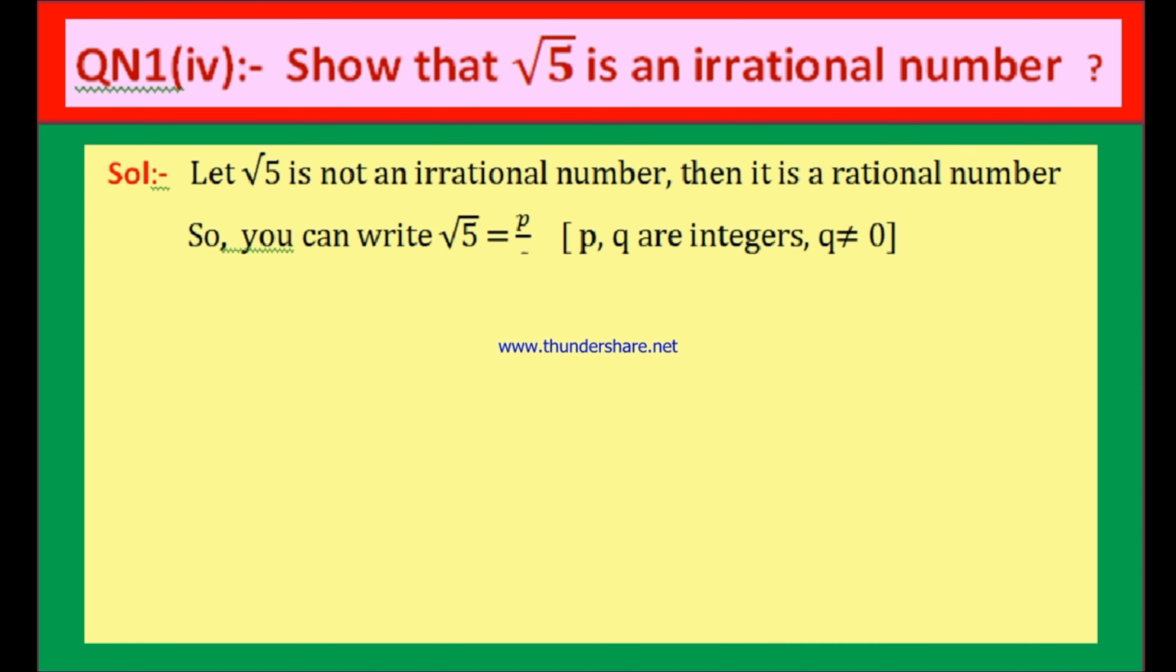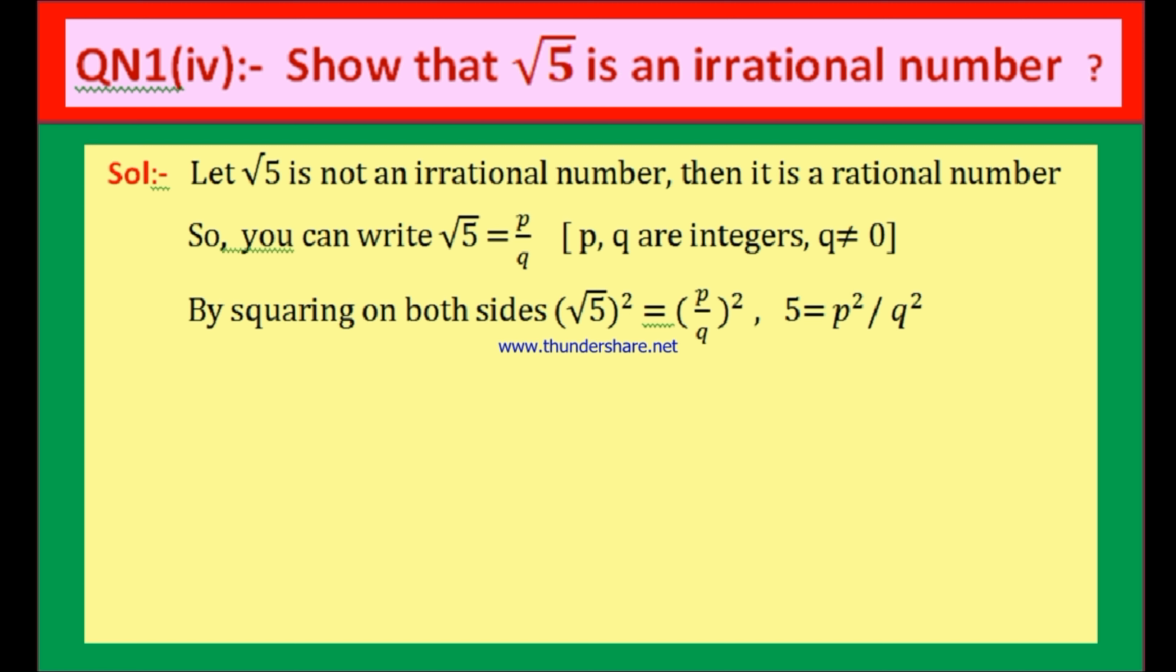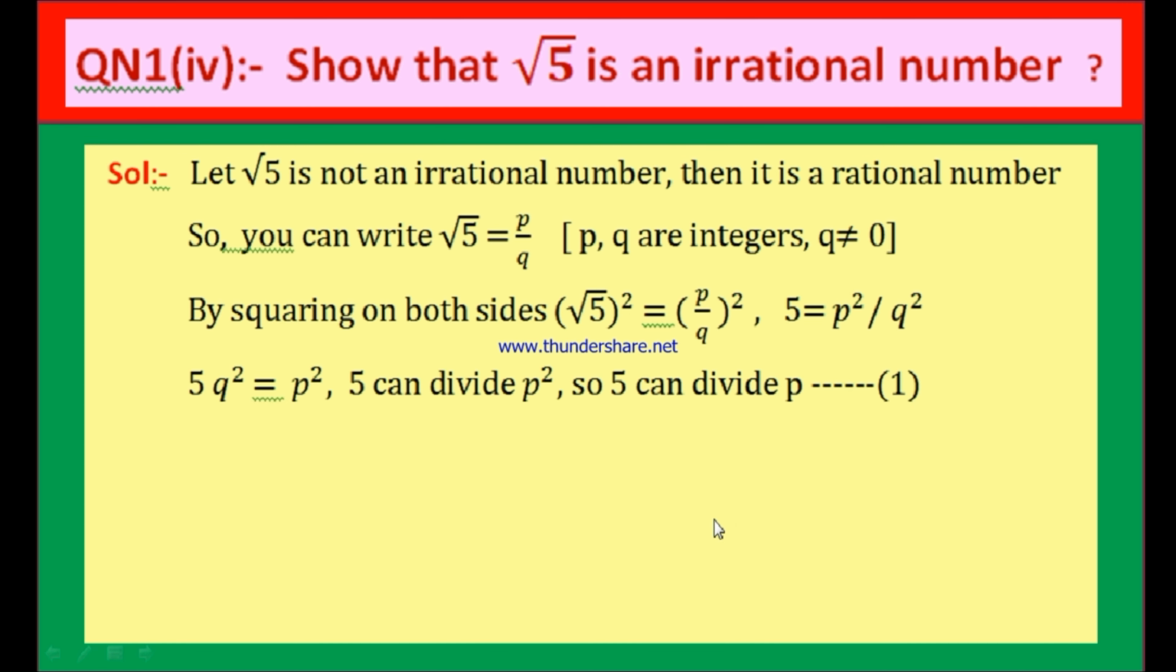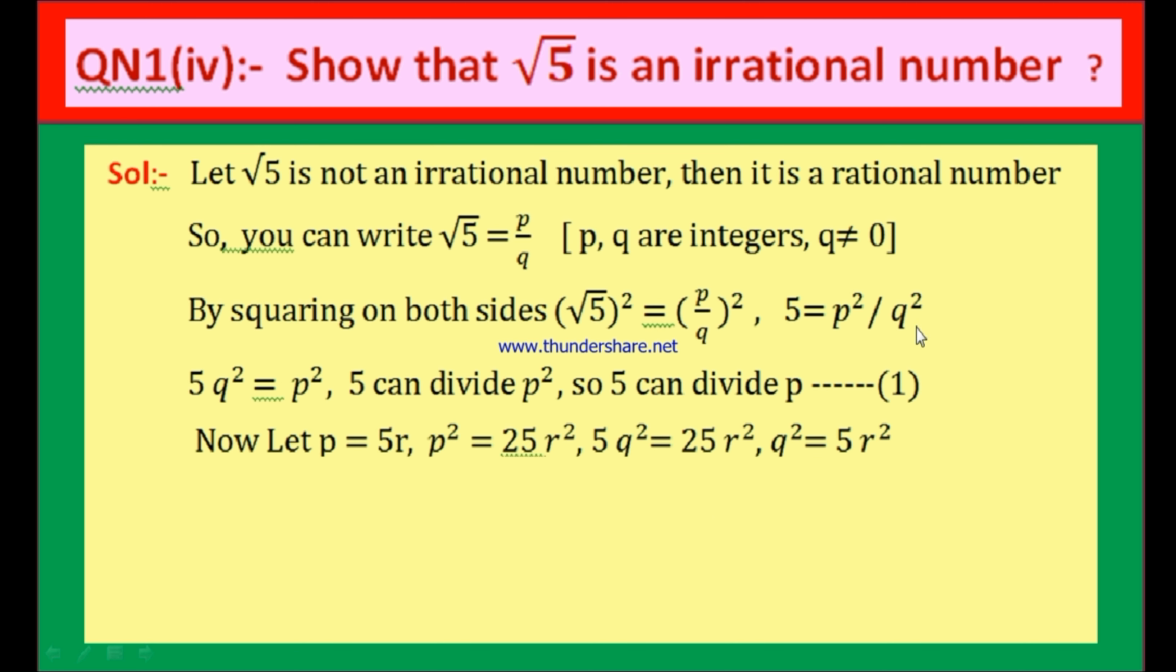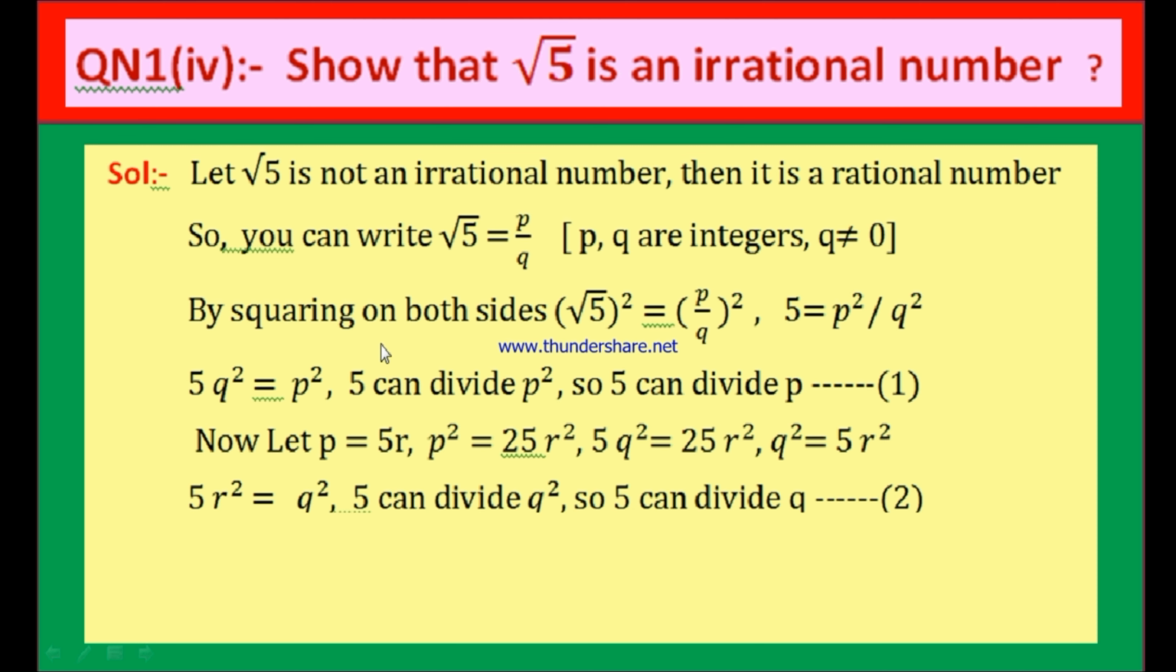If it is not an irrational number, then it is a rational number. Since it is a rational number, you can write it in the form of p by q. So, you can write root 5 is equal to p by q, where p and q are integers and q not equal to 0. Now, by squaring on both sides, root 5 whole square is equal to p by q whole square. What is root 5 whole square? 5. P by q whole square means p square by q square. Now take this q square to the other side. Then p square is equal to 5q square.